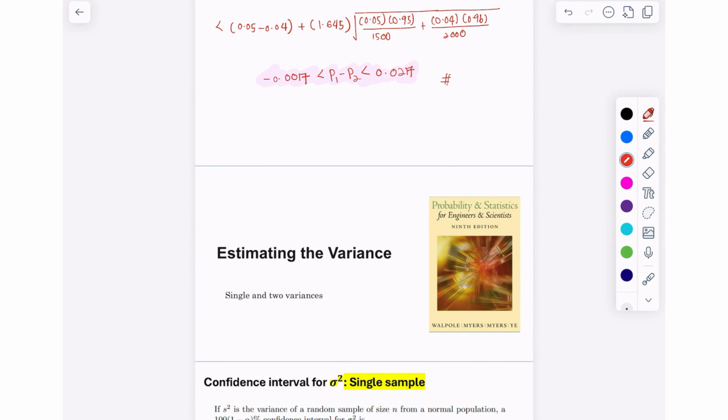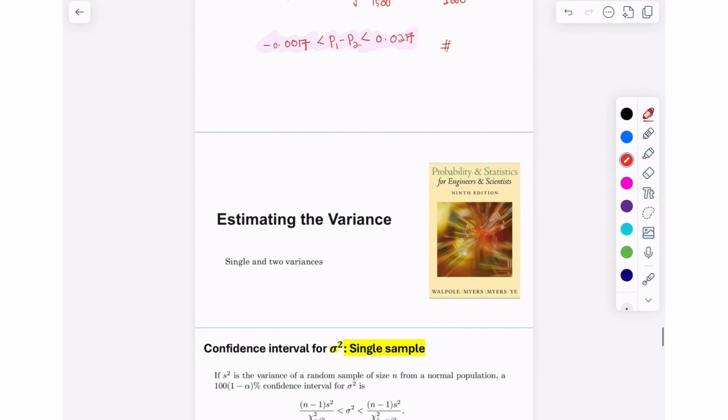Okay, and then the last part is about estimating the variance. We have seen how to estimate the mean and also the proportion. This one is estimating the variance. When we estimate the variance, the involved table distributions are the chi-square and the F distribution. Chi-square is for the case when you have a variance from one sample, and we consider the F distribution when we have two variances from two samples.